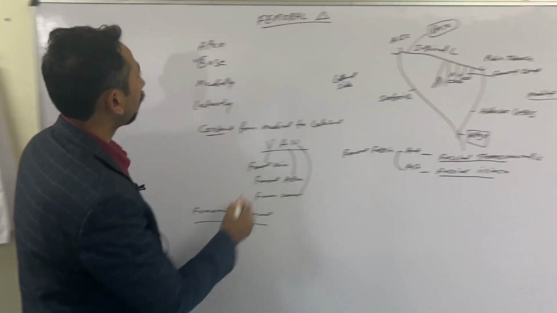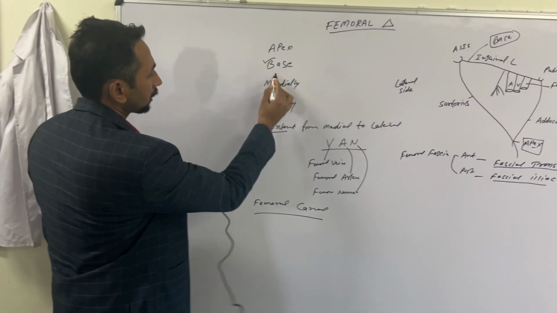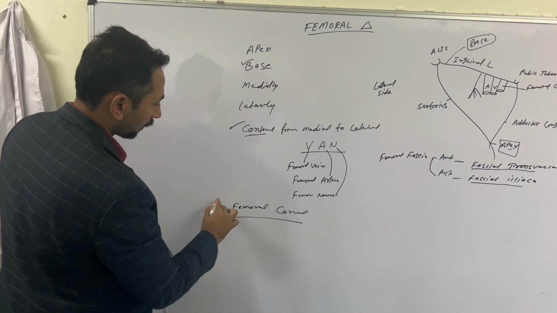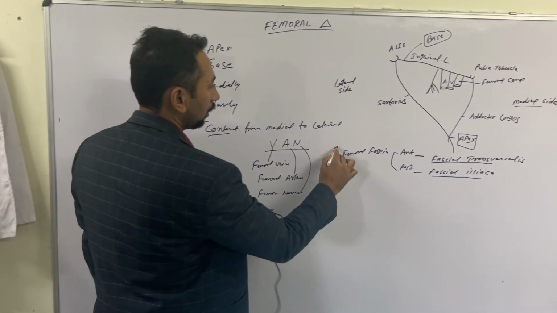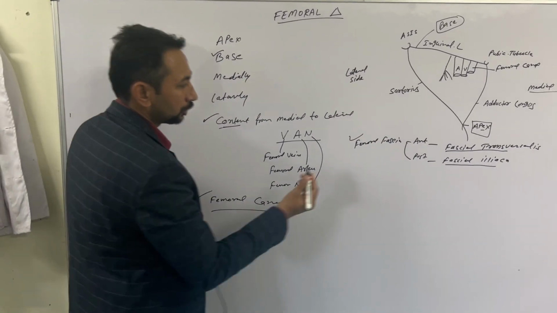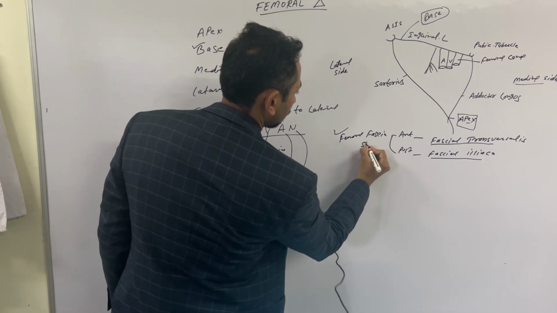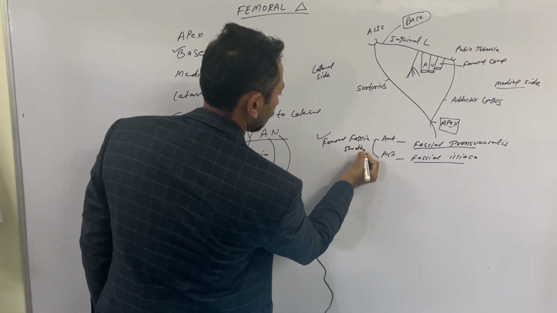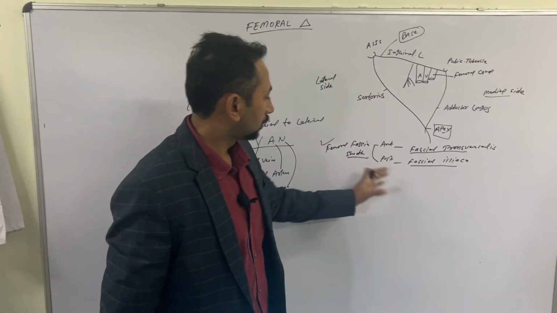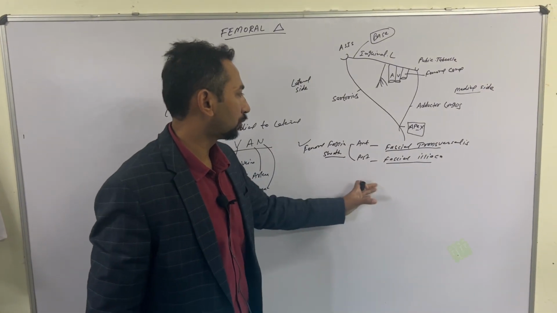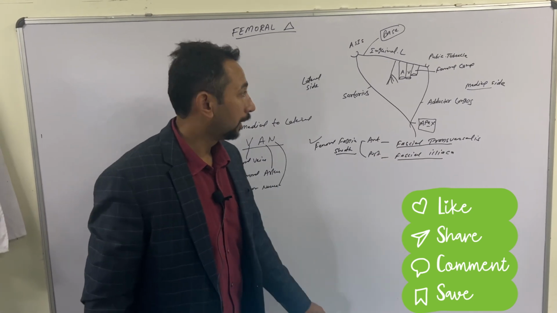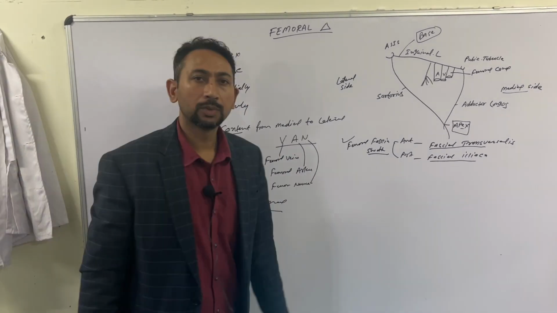So this is all about the femoral triangle: apex, base, medial and lateral boundaries, then contents, after that the femoral canal and the femoral fascia. The femoral fascia, or femoral sheath, has the same name, and is formed anteriorly by the fascia transversalis and posteriorly by the fascia iliaca. Okay, thank you.